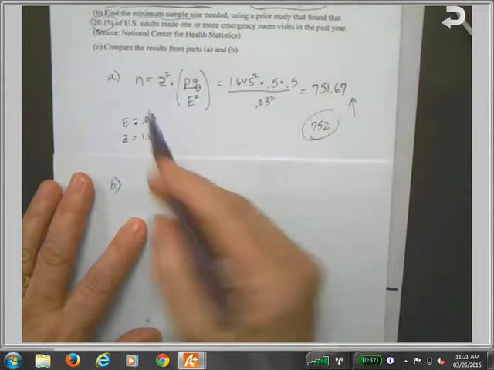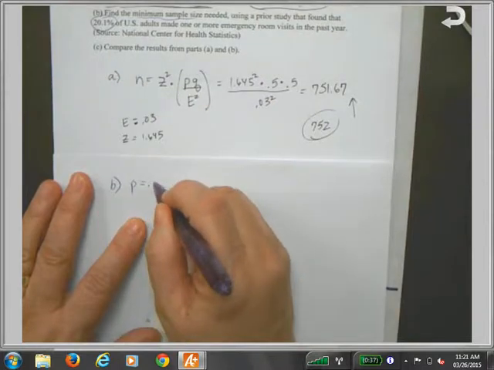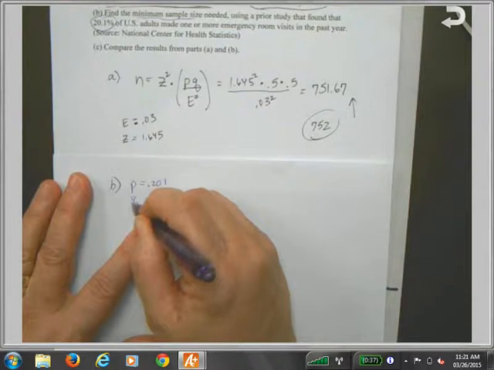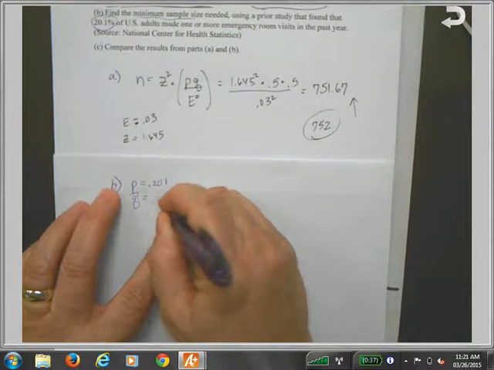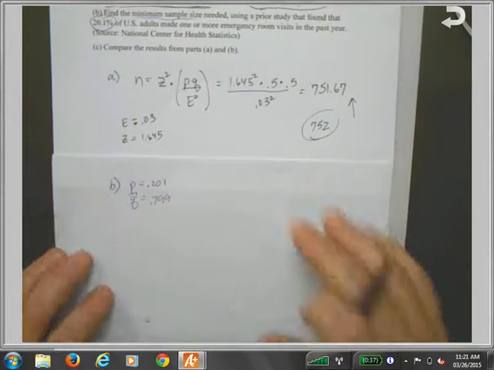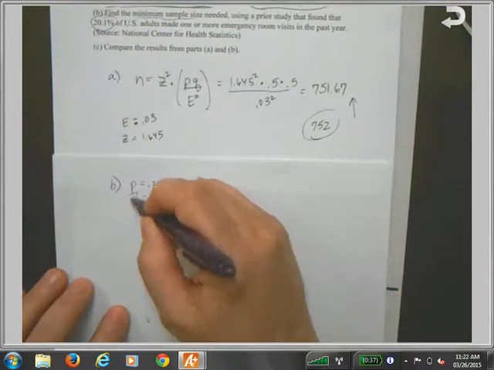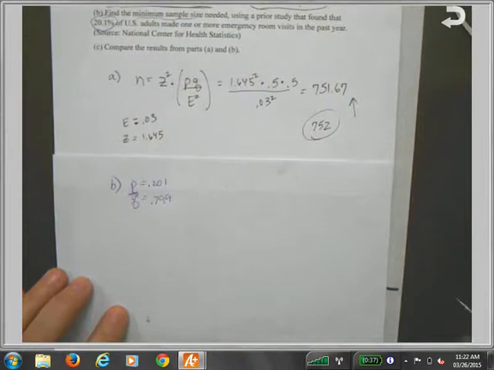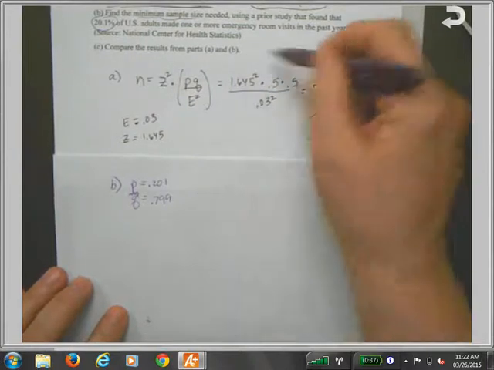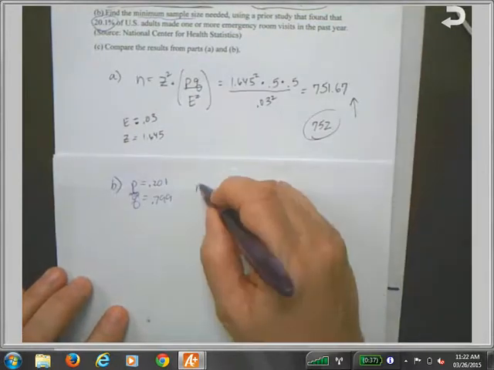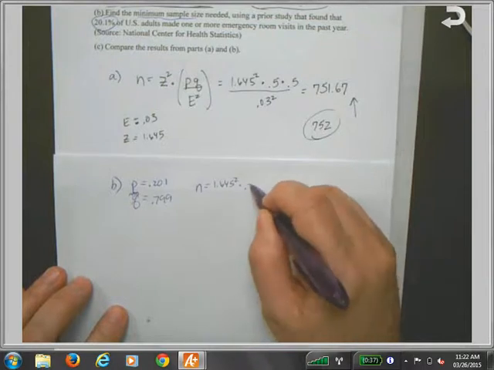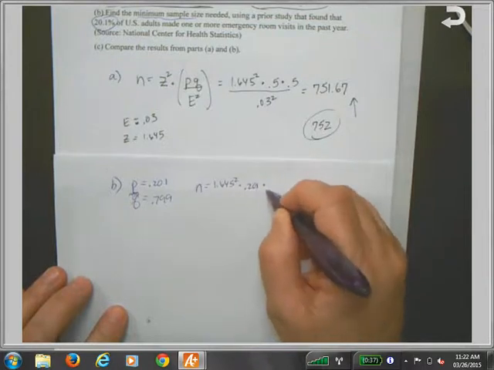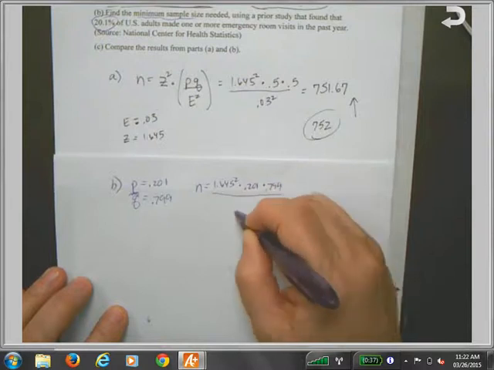So we're going to use a P of 0.201. Therefore, our Q will be 1 minus that, or the complement, or 0.799. Again, you can add those two up, make sure that they equal 1. And I don't think that we'll call that a hat right now. Everything else is going to remain the same. So N is going to equal 1.645 squared times 0.201 times 0.799, all divided by 0.03 squared.